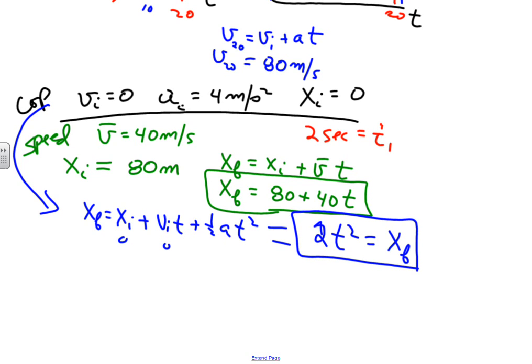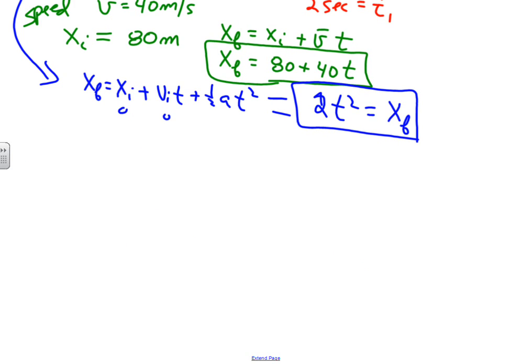The green one is x final for the speeder equals 80 plus 40t. When does the cop catch up to him? And the answer is when these two are in the same position at the same time. So you end up with 80 plus 40t equals 2t squared. If you move everybody over to the other side, you end up with 2t squared minus 40t minus 80 equals 0.